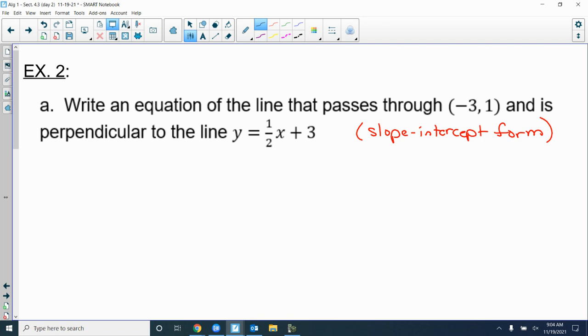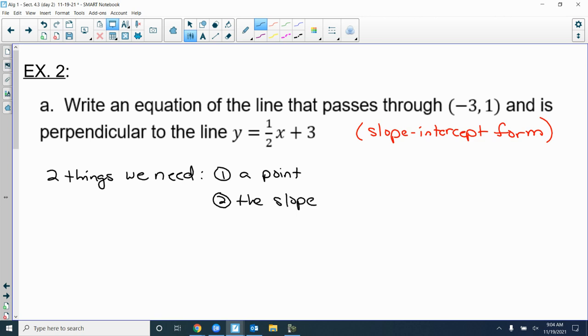To write a line, there's two things we need. We need a point on the line, and we need the slope of the line. Okay, what point do they give us? They give us negative 3, 1. Now, we need the slope. What slope am I going to use?